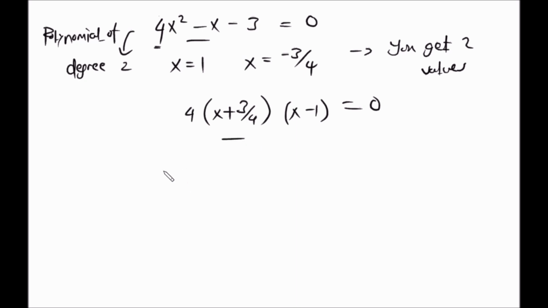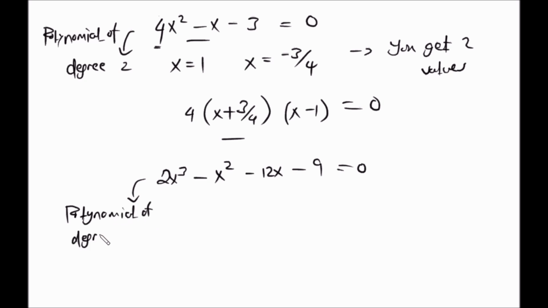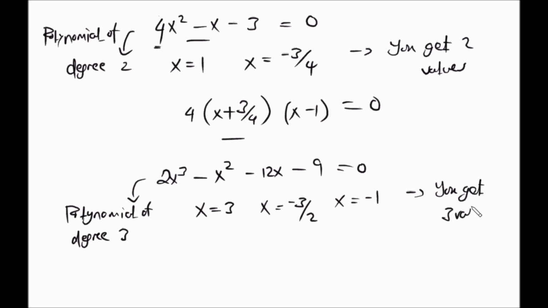Now polynomial of degree 3, hii hapa 2x cube minus x squared minus 12x minus 9 sasa na 0. So hii ni polynomial of degree 3 sasa. Sasa nikisolve hii napata x sasa na 3, x sasa na -3 ya mbili, na x sasa na nini, -1. So this time I get 3 values. So you can see when I factorize this one now, it becomes 2. So you're going to have x, negative and negative is positive, so it's plus 3 over 2.